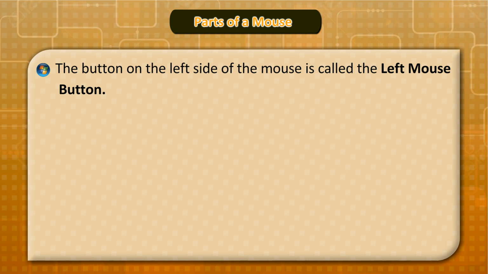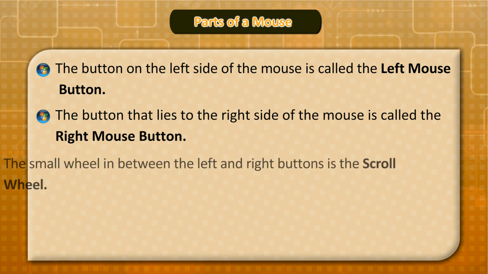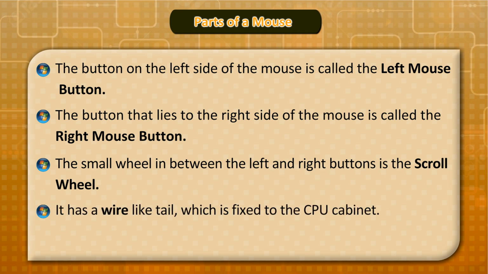The button on the left side of the mouse is called the left mouse button. The button that lies to the right side of the mouse is called the right mouse button. The small wheel in between the left and right buttons is the scroll wheel. It has a wire-like tail, which is fixed to the CPU cabinet. A mouse is always kept on a mouse pad.